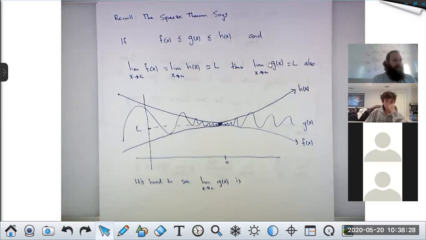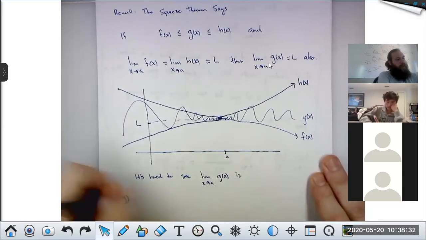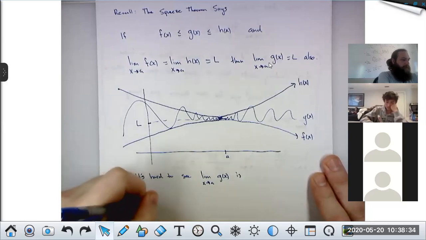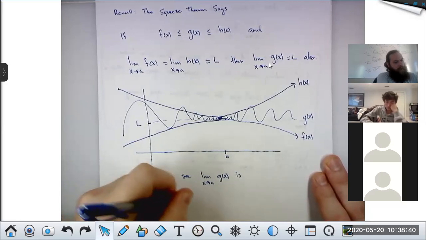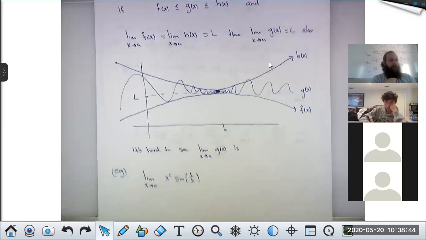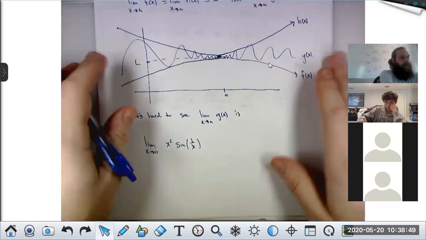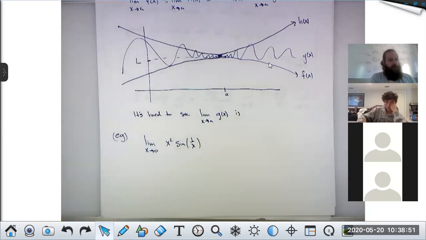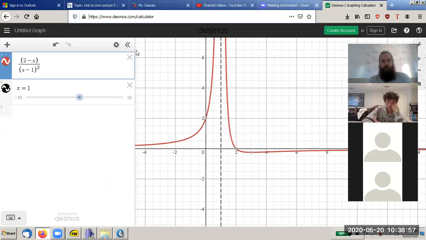And the classic example for this is something like the limit as x goes to 0 of x squared times the sine of 1 over x. Now my art skills are limited, as is clearly evidenced by this drawing, so I'm going to pop open a Desmos tab.